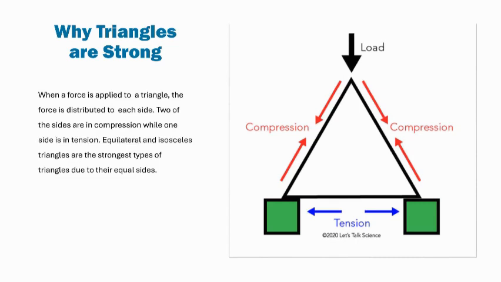When a force is applied to a triangle, the force is distributed to each side. 2 of the sides are in compression, while one side is in tension. Equilateral and isosceles triangles are the strongest types of triangles due to their equal sides.